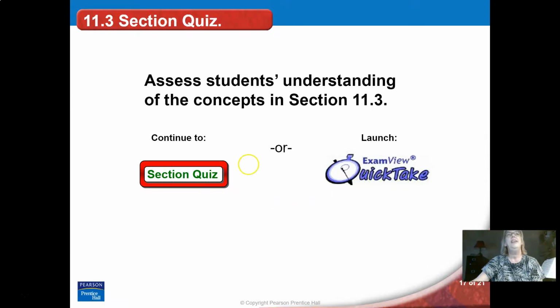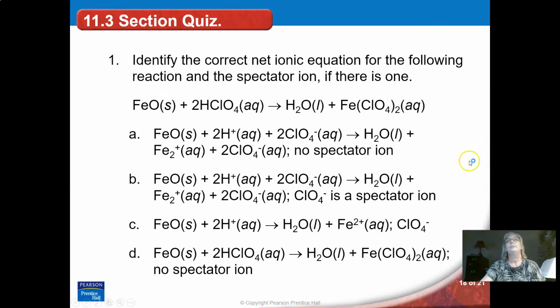So let's try our quiz. I need you to practice these, and this will take us a while to get used to. So figure out the correct net ionic from the reaction and spectator ion if there is one. So look at these. This is the overall beginning, ending, and see if you can figure out what the net ionic would be. So pause me, stop me talking for a sec. Let's see if you can figure it out, and then I'll show you the answer.